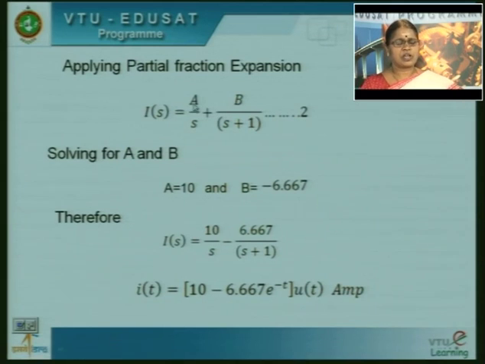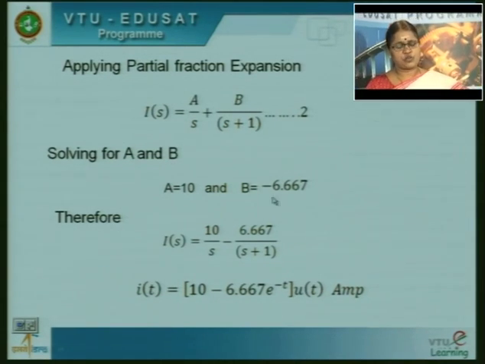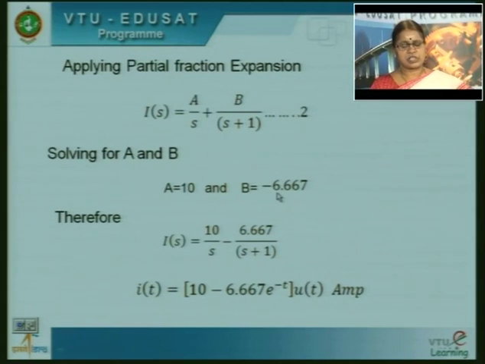If I apply this mathematical manipulation and solve for the values of A and B, I can find A to be 10 and B to be equal to minus 6.667. You can simplify this: from the I of S expression, multiply I of S with S and substitute S equal to 0 to find A.